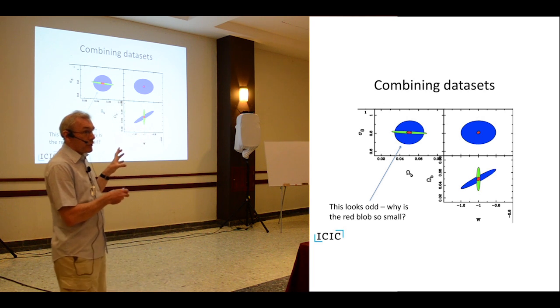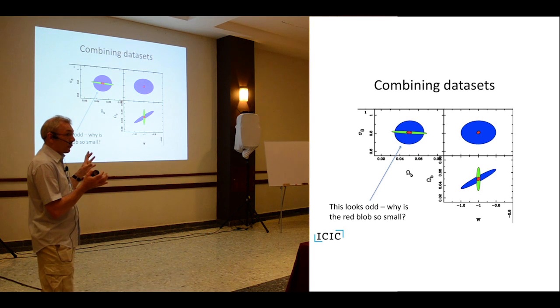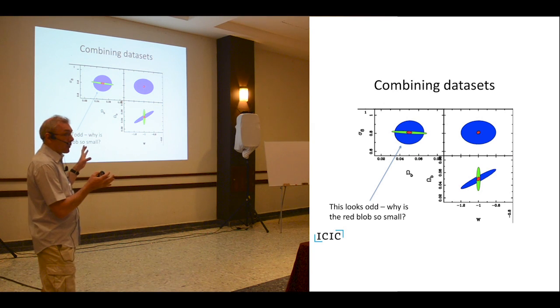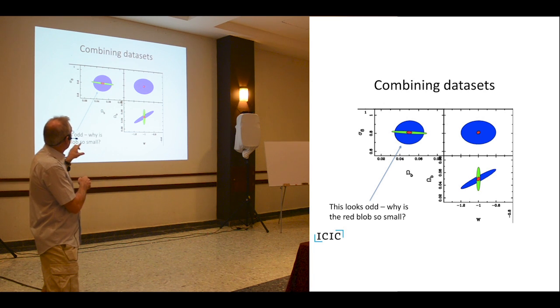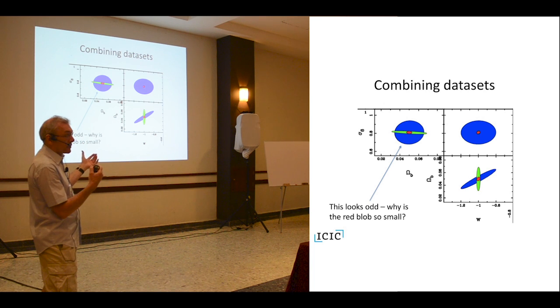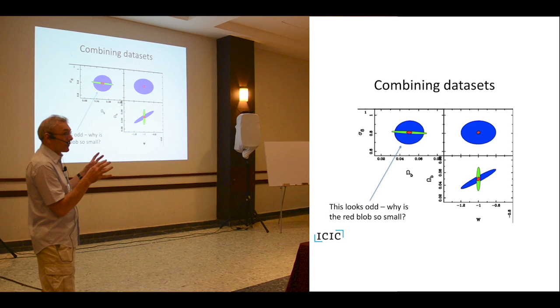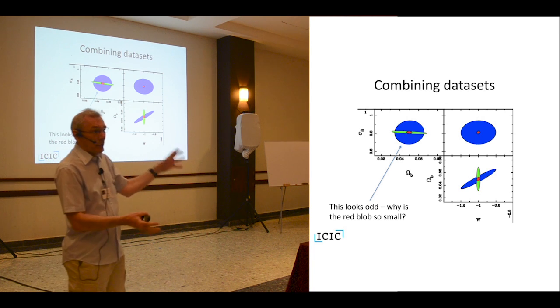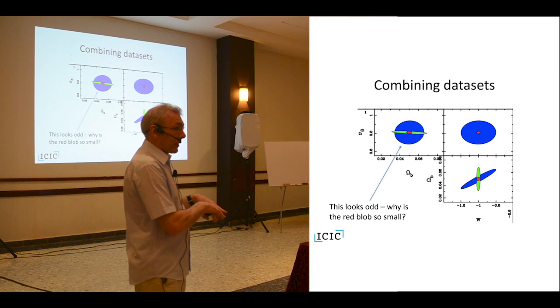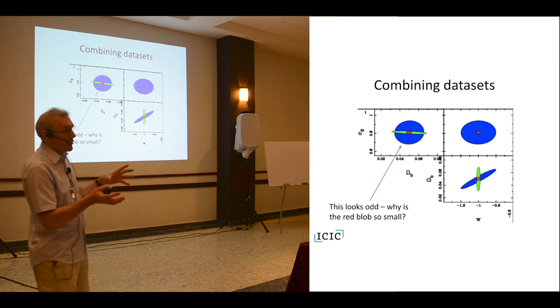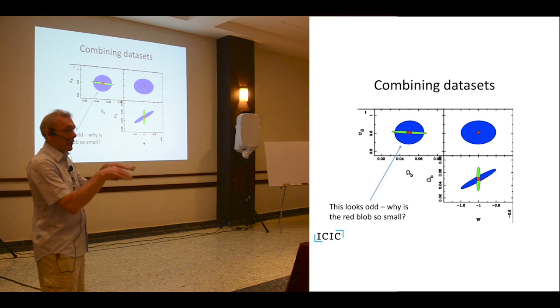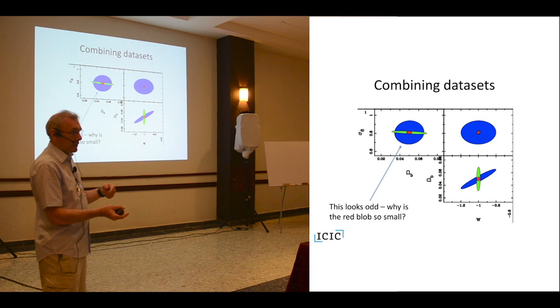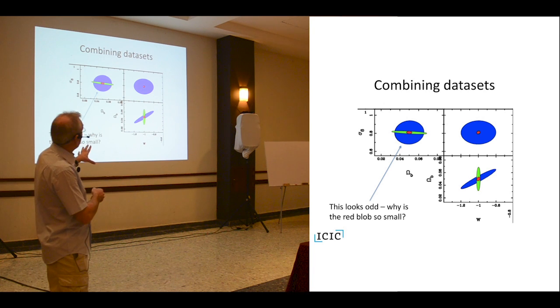Well, the reason is that we've done two operations here. For the blue contours, we've basically marginalized over all the other parameters in the problem. When we combine the data sets, what we do is to multiply the likelihoods together in this high-dimensional space, and then marginalize. Now the operations of multiplying in a high-dimensional space and then marginalizing don't commute. So what we can't do is marginalize and then multiply the likelihoods.